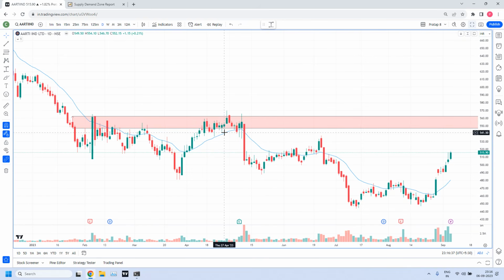So this is 125 minutes. This is a daily demand zone. Let's go to 125 minutes. This is a daily supply zone. So let us go to the 125-minute supply zone, which is equivalent to a 2 hours supply zone.